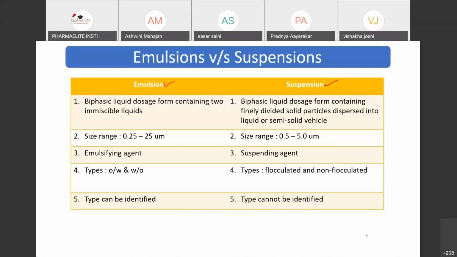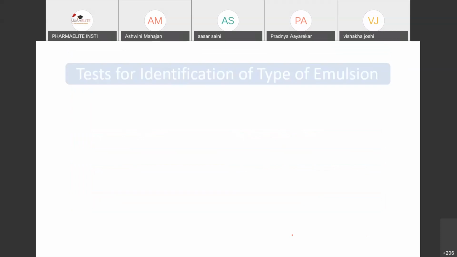We'll discuss that when we do suspensions. Don't worry. Done with this particular slide. Any questions, any queries till here? Good to go ahead. I hope you are done writing this particular slide as well. That was about a brief difference between emulsions and suspensions.